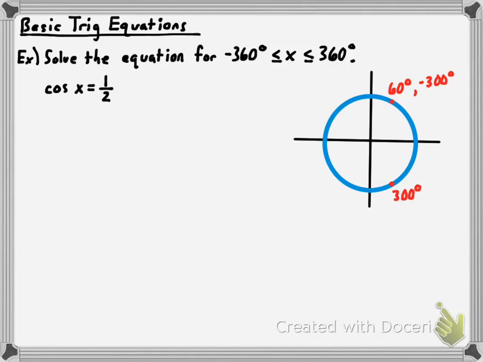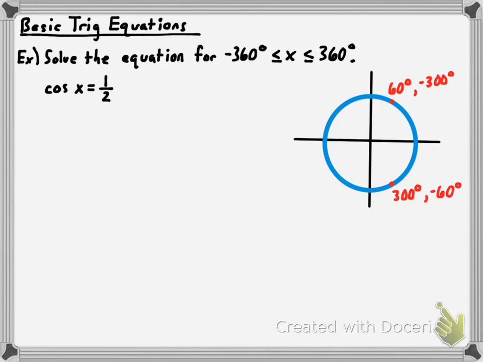All right, let's see if we can get a coterminal angle with 300 degrees that would also be between negative 360 and 360. Adding 360 wouldn't be any good. It would give us 660. Too big. But subtracting 360 would be fine here. 300 minus 360 is negative 60 degrees. Now I could try subtracting 360 again, but negative 420 is outside of the domain that we're trying to find solutions for.